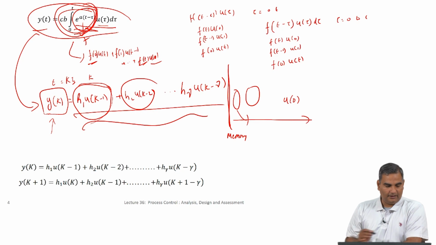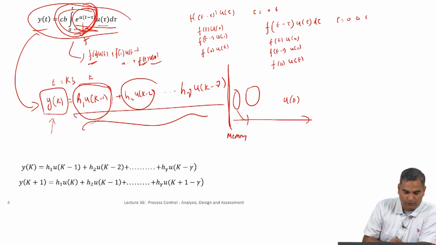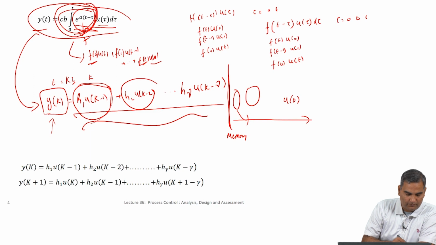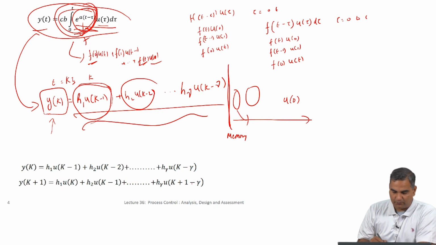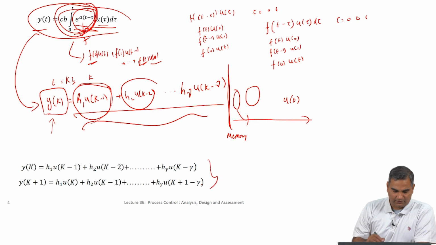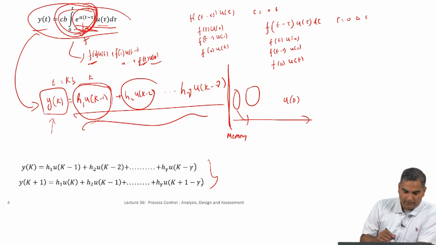The last thing that I want to show is, if I have y of k, then it is h1 u of k minus 1 and so on. k is just a running variable. So, you can change k to k plus 1, in which case here also you have to do k plus 1. So, k plus 1 minus 1 will be k, and this will be k plus 1 minus gamma. Basically what this says is the same thing. Because k is just a dummy running variable, you do not have to really worry about it. The same ideas work in both the equations.